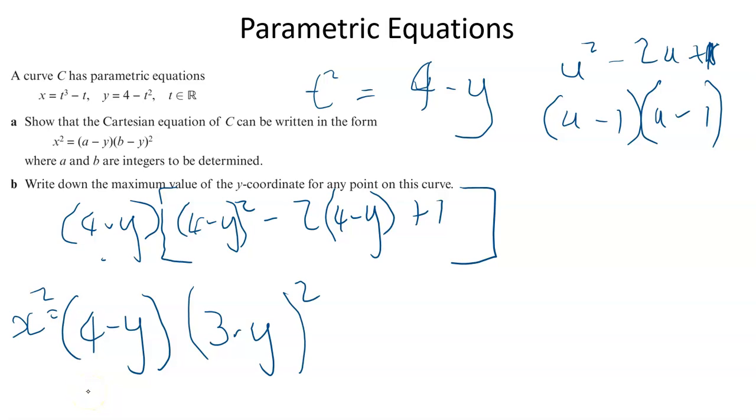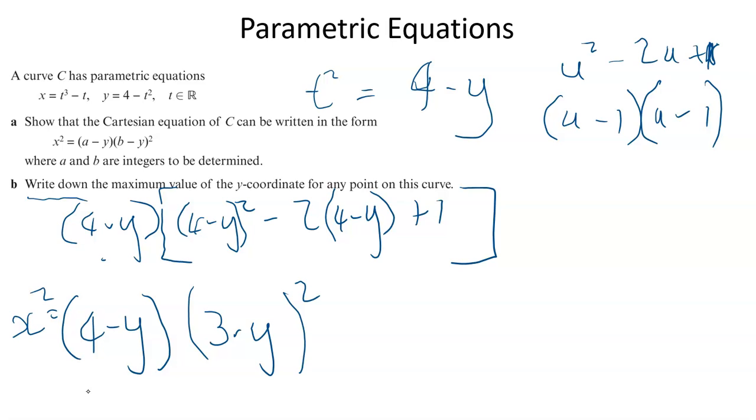In part B, it asks to write down the maximum value of the y-coordinate for any point on this curve. Now, you might be tempted to look at this thing and go, oh, how are we going to maximize the y value? Not a good place to look, okay? So don't be tempted to do this. The fact it says write down suggests it should be something really straightforward to just look at.